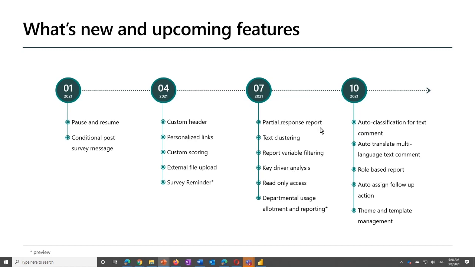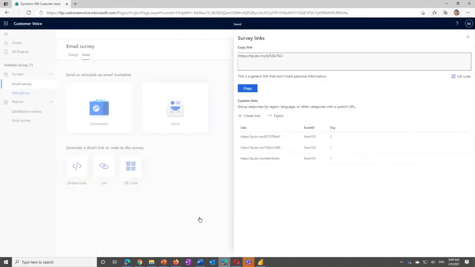The first is support for partial response. So not waiting until the respondent hits the submit button, we also support collecting partial responses. Let's say your respondent starts the survey and hasn't finished or submitted, but you want to capture what they answered so far. A lot of times you can design your survey so that the first one or two questions are the most important questions that you want to ask your customers.